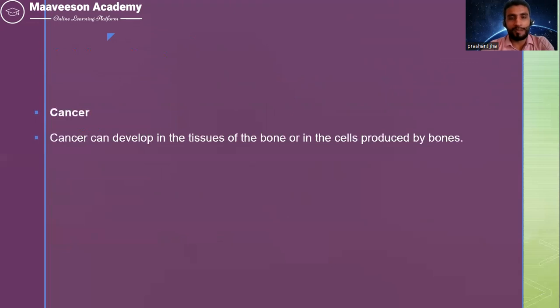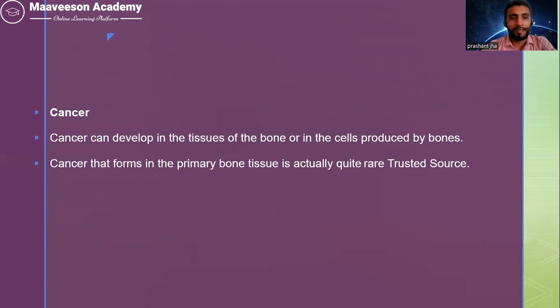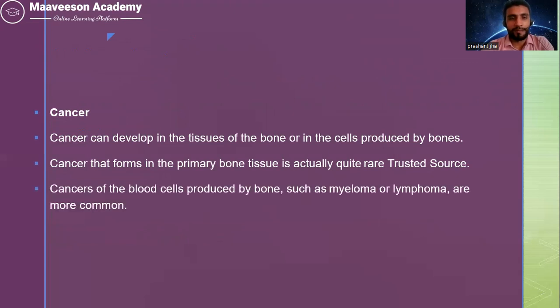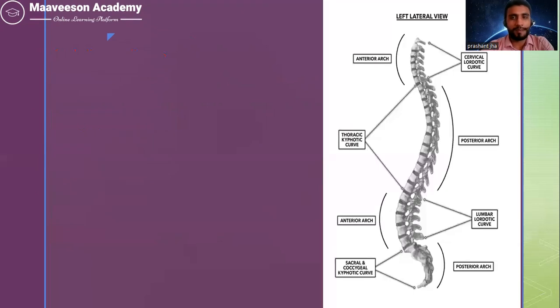And next is the cancer. Cancer can develop in the tissue of the bone or in the cells produced by the bone. Cancer that forms in the primary bone tissue is actually quite rare. And cancer of the blood cells produced by the bones, such as myeloma or lymphoma, are more common.